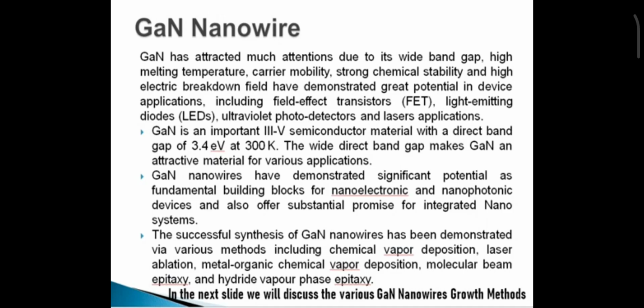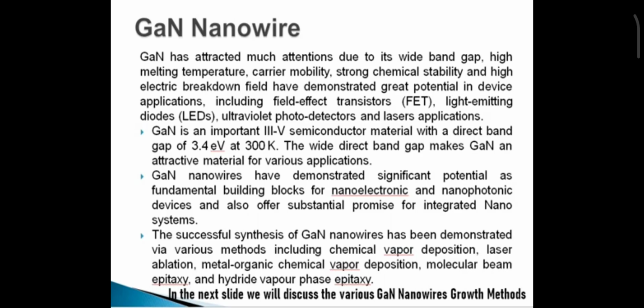Gallium nitride nanowire has attracted much attention due to its wide bandgap, high melting temperature, carrier mobility, strong chemical stability, and high electrical breakdown field. It has demonstrated great potential in device applications, including field effect transistor, light emitting diodes, ultraviolet photodetector, and laser applications. Gallium nitride is an important III-V semiconductor material with a direct band gap of 3.4 electron volt at 300 Kelvin.